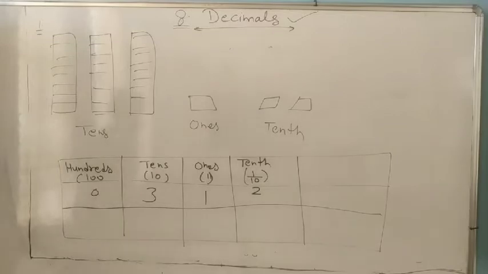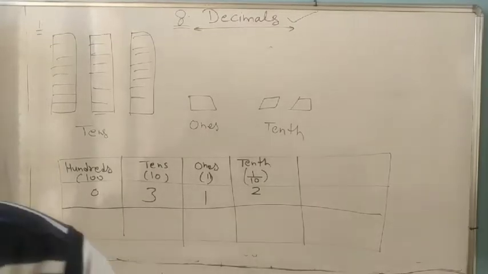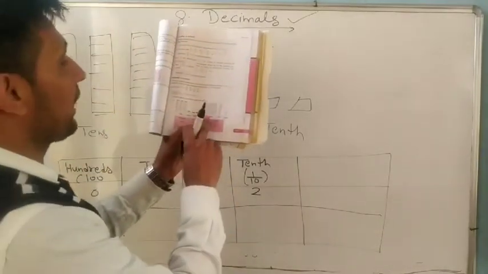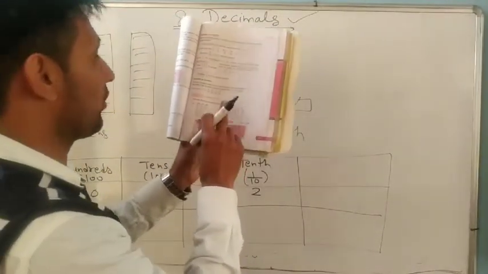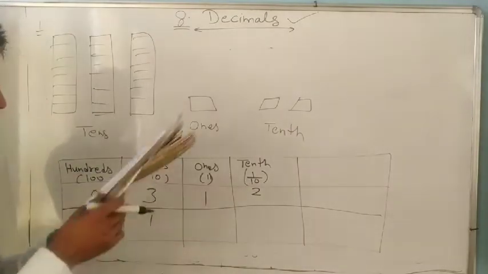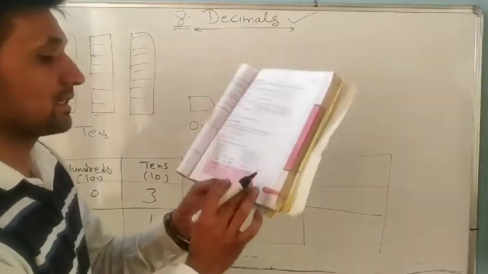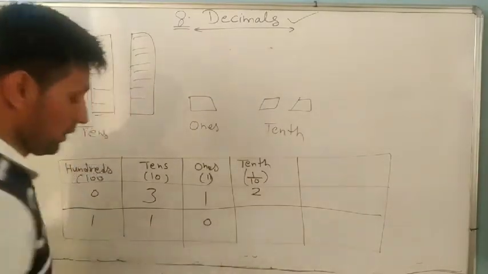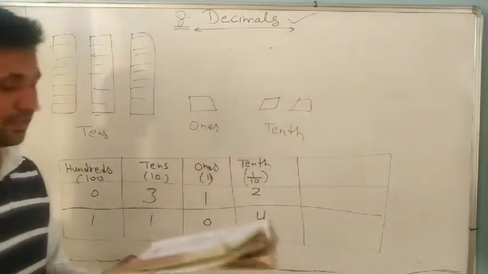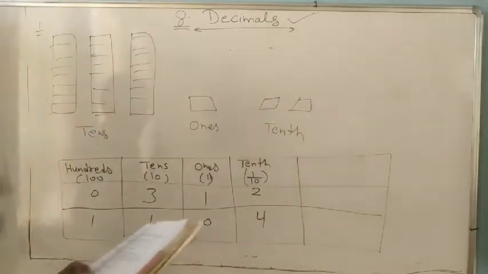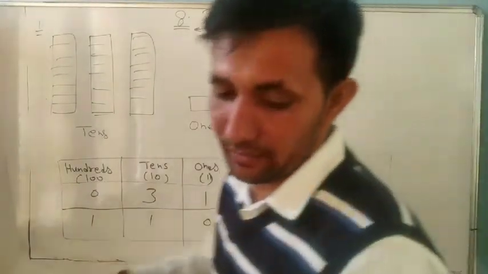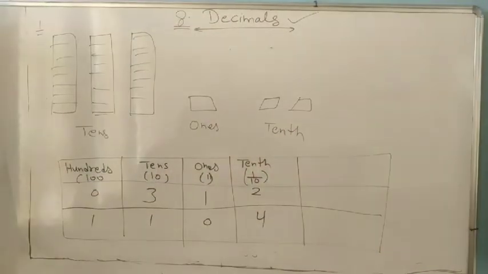1 by 10. Same as it is. B part you can write. We can observe in book. In B part, hundreds. How much given 100? Only 1. How many tens is given? 1. And how many ones is given? Ones is 0. And how many tenth? Tenth is given 4. So it is the first question. Okay.